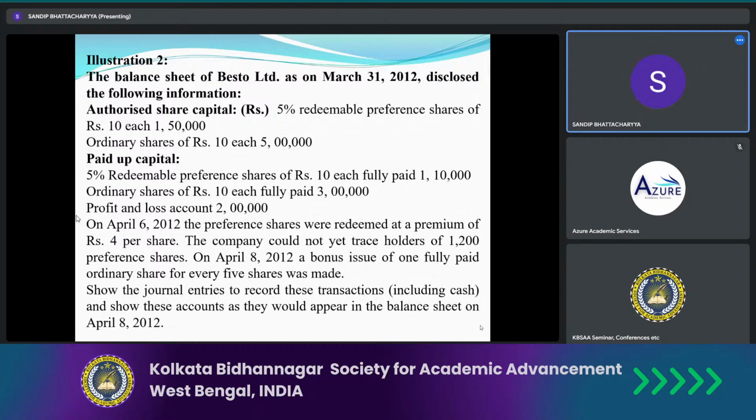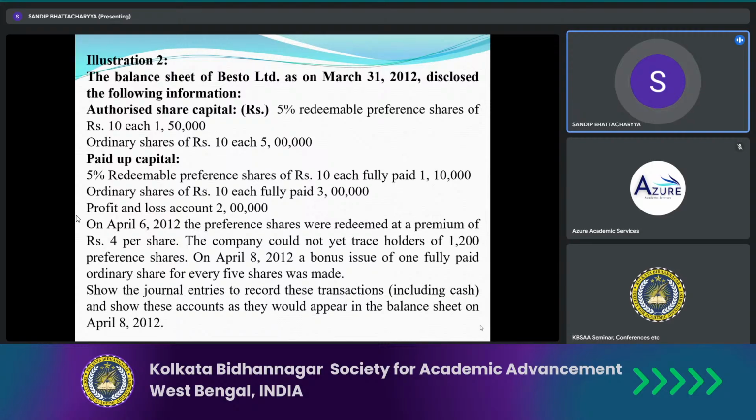So we are only concerned with the paid up capital, not the authorized capital, because authorized capital runs over the company's entire lifespan. We know the company has perpetual succession. So authorized capital will be issued over the entire lifespan of the company, and we are only concerned with the paid up value, that is, out of authorized capital, how much is paid up or the subscribed capital.